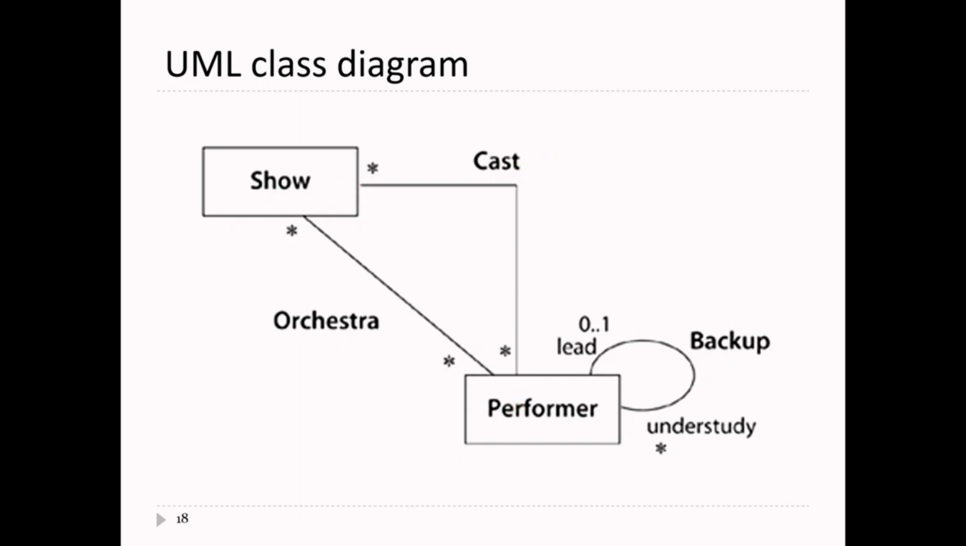Similarly, the same is true for cast. A show might have any number of performers who are part of the cast, and a performer might be a cast member in any number of shows. And then there's this relationship between performers in the backup role. This one's tricky to read. A performer might be a backup to either 0 or 1 lead actors, is the way you read that. So that's association. Association just means that a class has a field that happens to be a reference type.